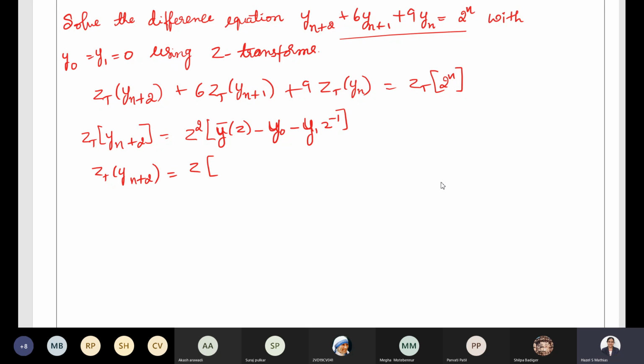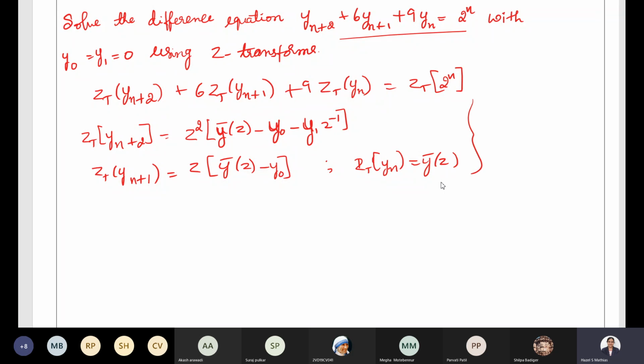Okay, you have to change the variable as well. If it is u n plus 2, then it is u. If it is y, you have to change according to the variable. So the z transform of y n plus 1 is z into y bar of z minus y naught. Then one more, the z transform of y n is y bar of z. So these things you need to remember.